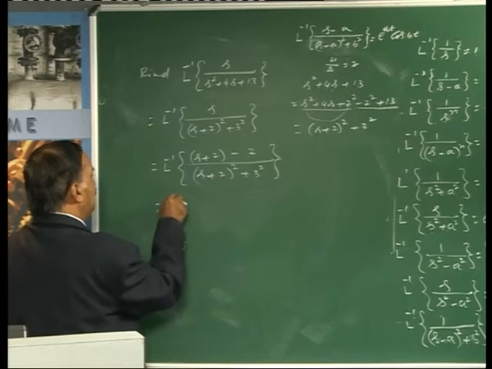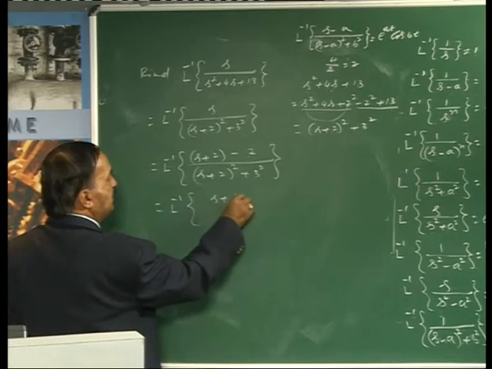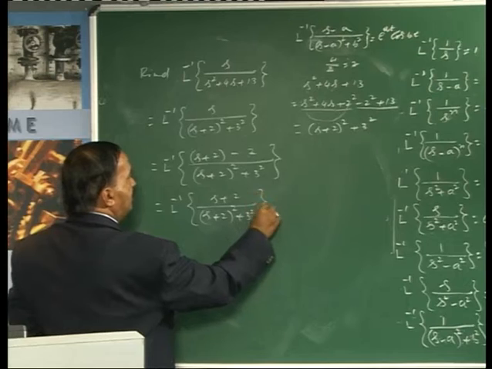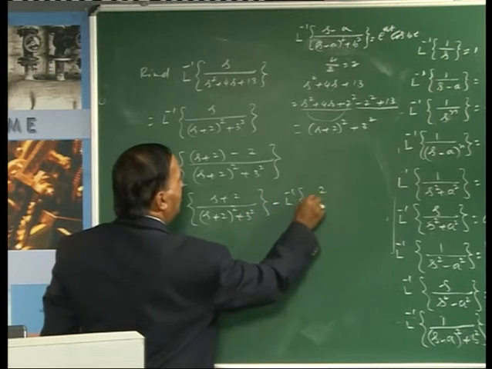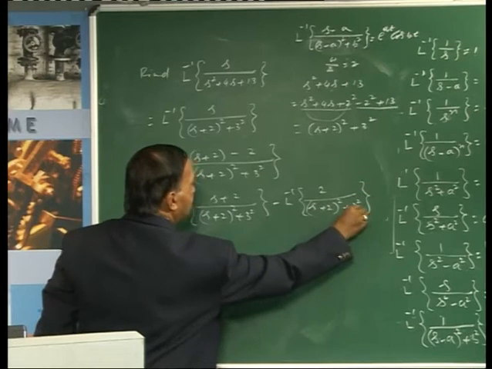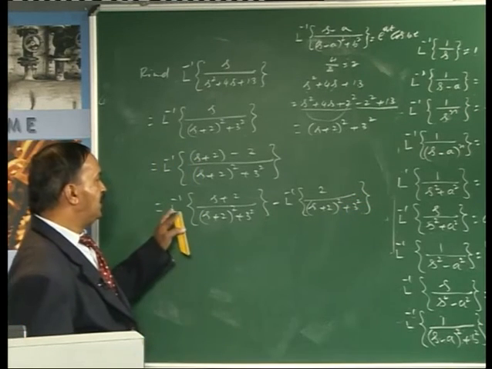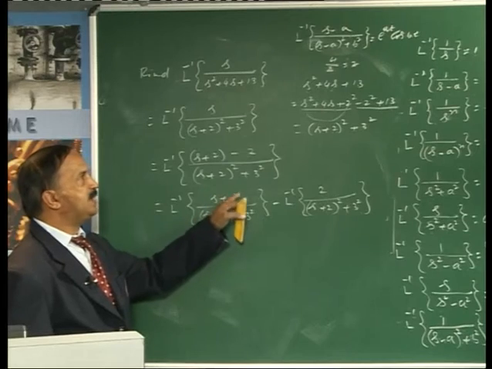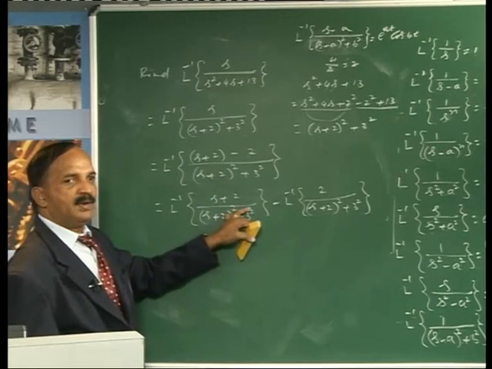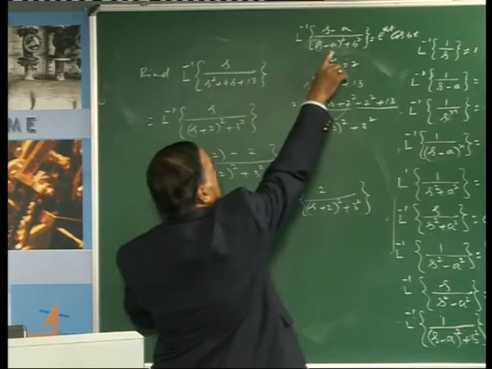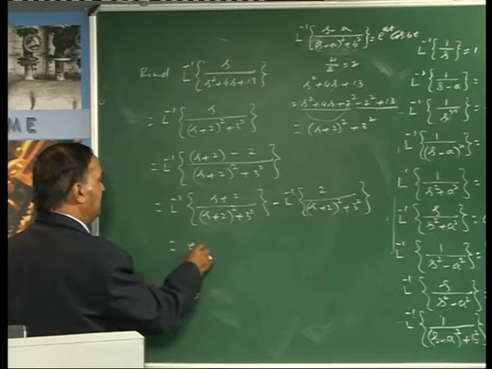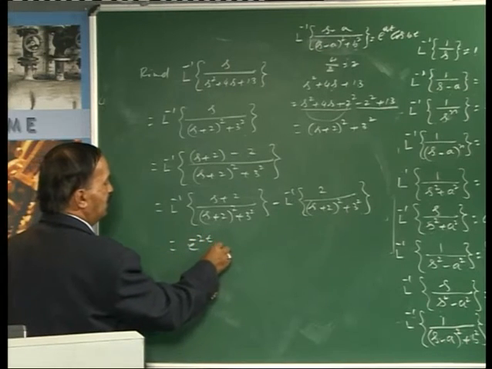So now you separate these two terms: S plus 2 divided by S plus 2 whole square plus 3 square, minus L inverse of 2 divided by S plus 2 whole square plus 3 square. Now clearly the first is of the form L inverse of S minus A by S minus A whole square plus B square. Put A equal to minus 2, B equal to 3, you will get the answer. That means this is equal to e to the power of minus 2t into cos 3t.